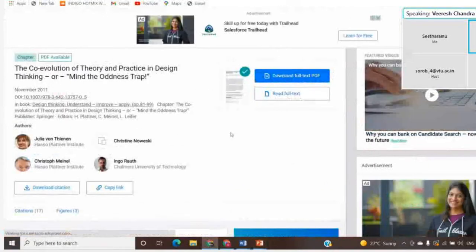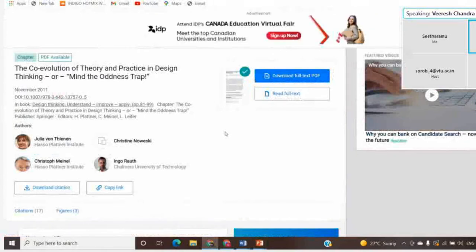So when you type this, the co-evolution of theory and practice in design thinking, or mind the hardness trap, you can get this paper. The PDF is directly available. You can just download it and read it. Collect the content which is necessary for students. The content is vast, so you can select whatever you want to be taught to the students. Then you can move on with it. I'm just giving you examples.